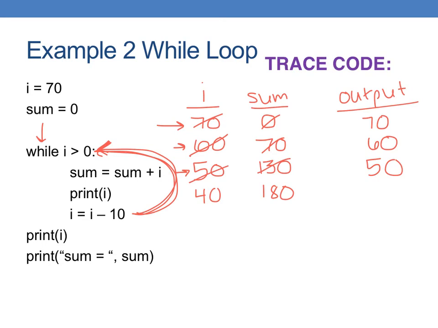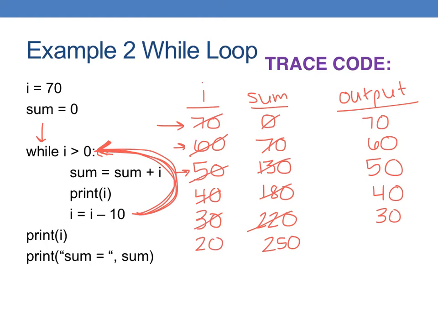So we add I plus sum, and this becomes 220. Print I to the screen. It's currently 40. Subtract 10. Still true, so we do that again. 220 plus 30 becomes 250. We print I, it's currently set to 30. Subtract 10. Loop back up, still true.